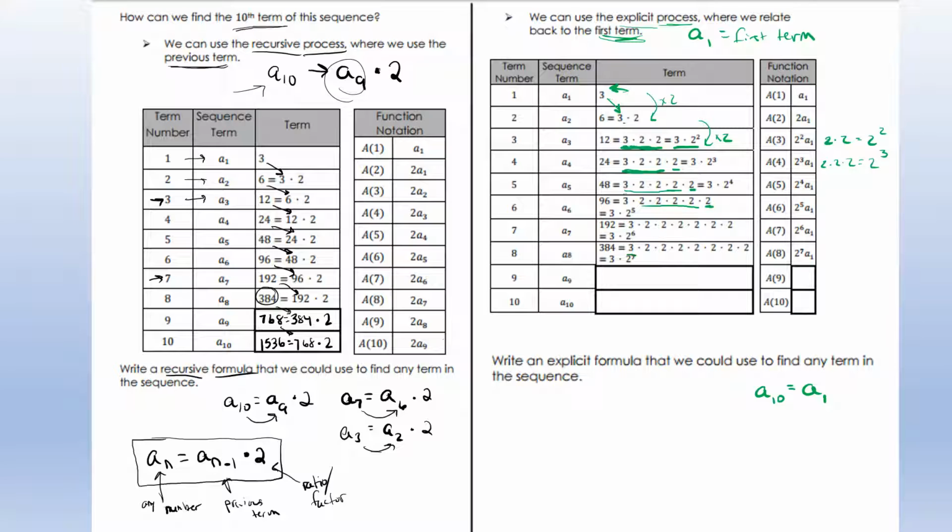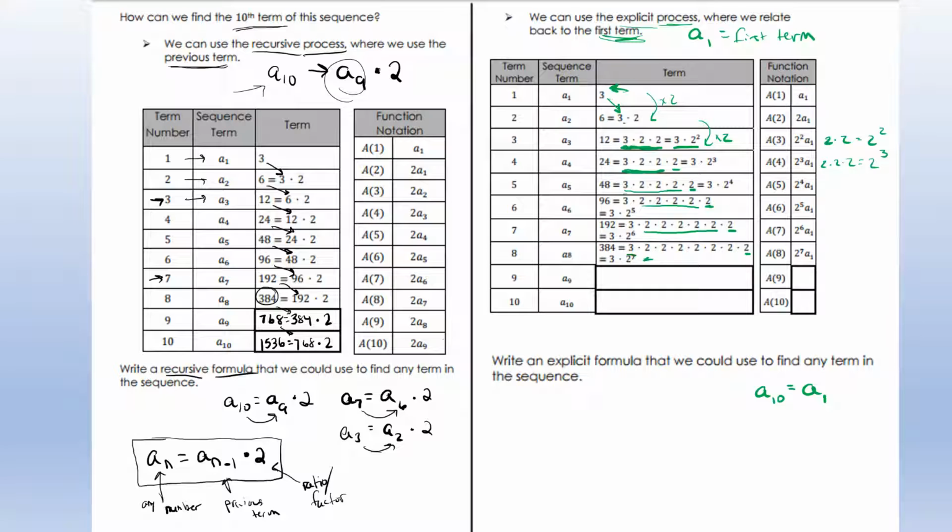So for the seventh term, I take the 6 that I multiplied before and add another 2. For the eighth term, I take the 6 that I had before and multiply it by another 2. So I've got 2 to the seventh power. What if I want to find the ninth term?